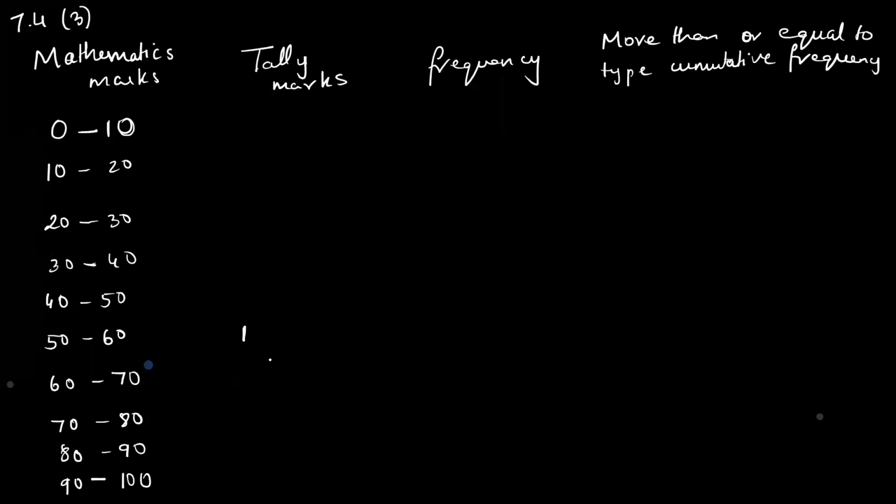Okay, correct. 55 in 50 to 60. 60 in 60 to 70. 81 in 80 to 90. 90 in 90 to 100. 45 in 40 to 50. 65 in 60 to 70. 45 again in 40 to 50. 52 in 50 to 60. 30 in 30 to 40. 85 in 80 to 90.